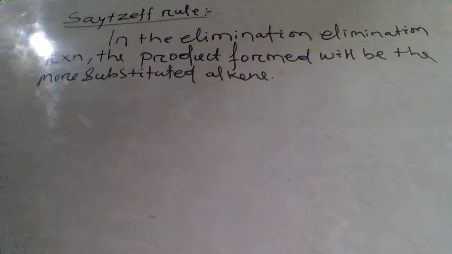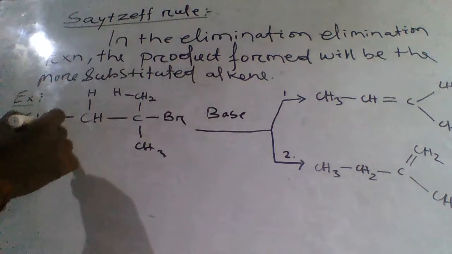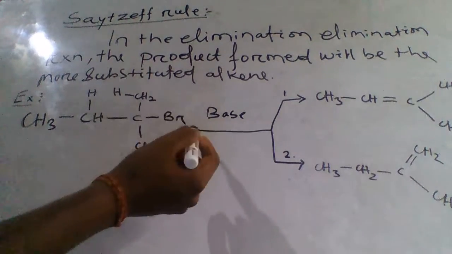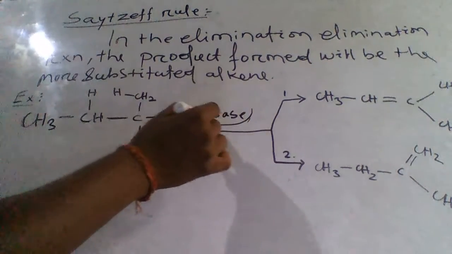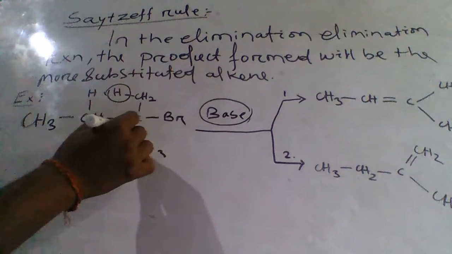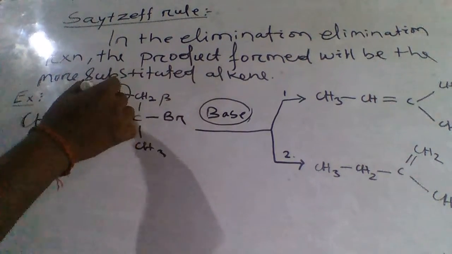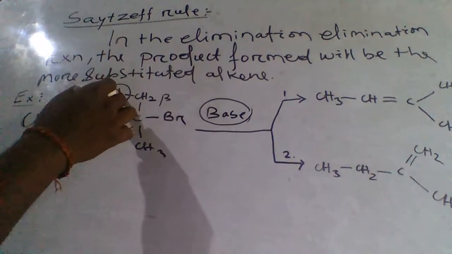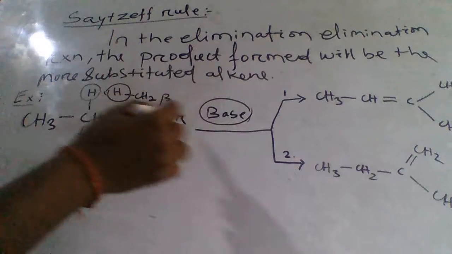Then we'll take an example. Here I have taken this reactant, and here we'll see when we treat this compound with base, it will abstract this proton, because this is the alpha carbon and this is the beta carbon. Also, here this is a beta carbon, and it can abstract both of these protons. It can abstract this proton, and it can also abstract this proton.